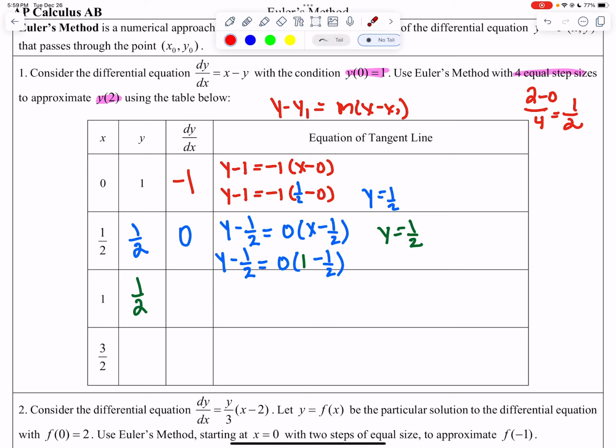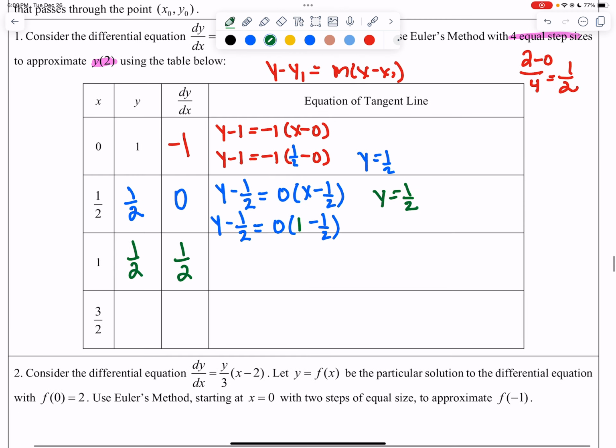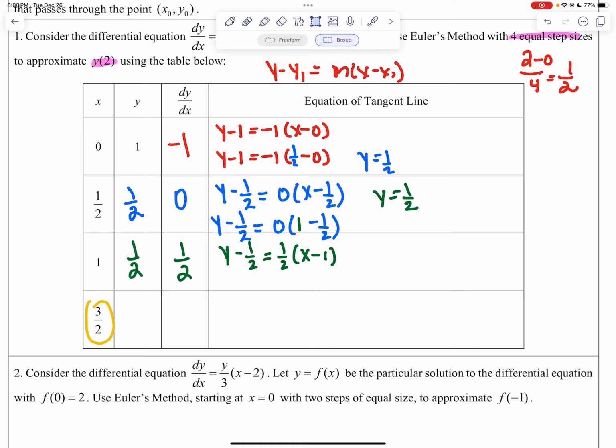All right, now I have a point of 1 and 1/2. I'm going to find the slope using my differential equation. So 1 minus 1/2 is, plot twist, 1/2. So then, once again, I'm going to have to find my equation of the tangent line. y minus 1/2 is equal to 1/2 times x minus 1. All right, so your x value is now 3/2. So I'm going to substitute in 3/2 into my equation right here. Oops.